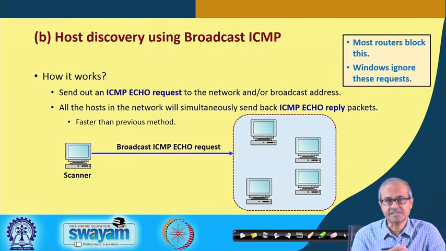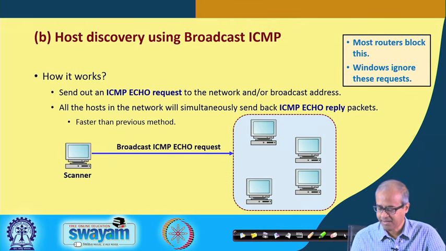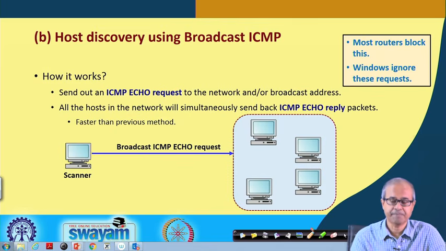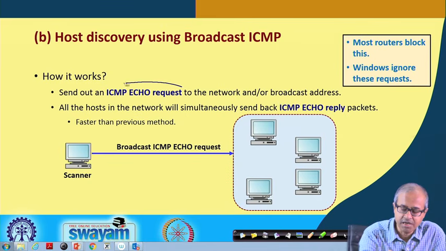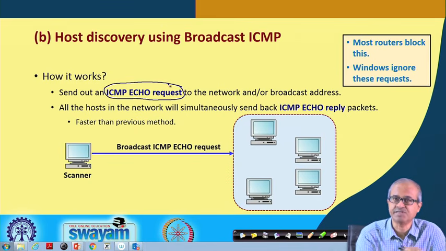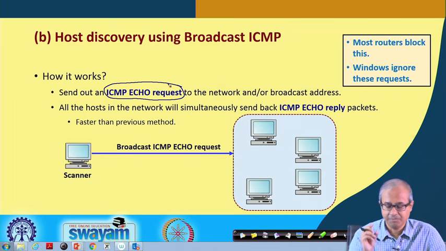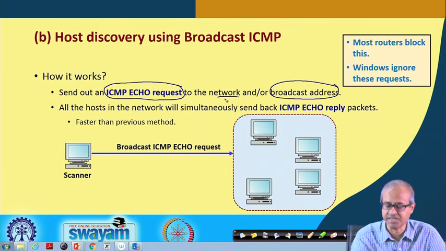So, there is a faster method available, you can also use this using the same kind of commands. The idea is as follows. Here you are trying to use broadcast ICMP feature. What is broadcast ICMP? Well, here also you are sending an ICMP echo request packet, but you send it not to a particular host, but to a broadcast address or a network address. What will happen?